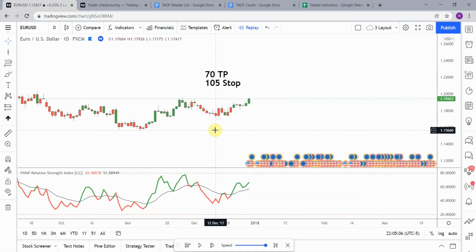Welcome back, viewers. Today we will be testing the VWAP Relative Strength Index.